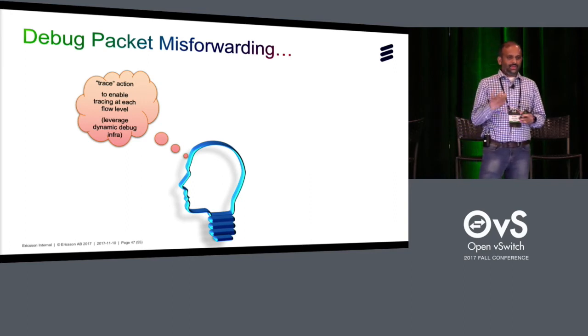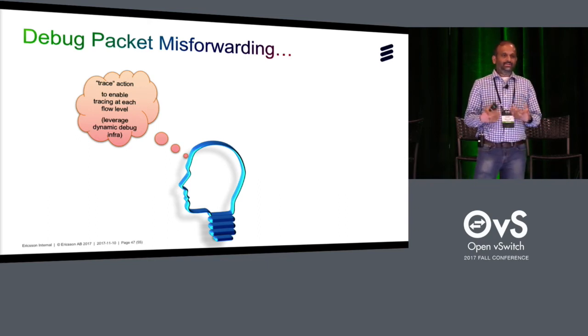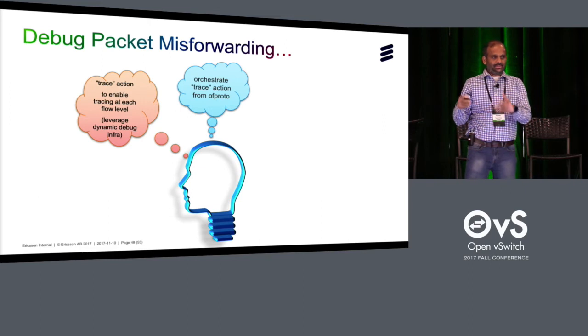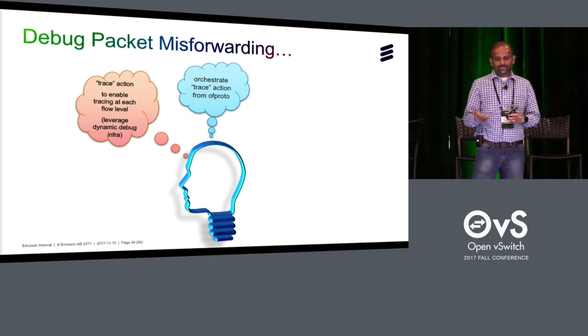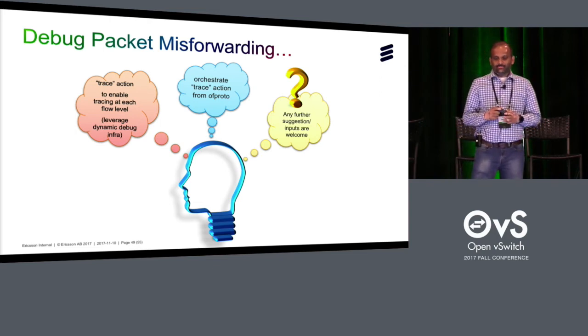In addition to that, we can blend it with the dynamic debug infra to get extra information like packet data or logging or any other features we want to add on. And we would also like to orchestrate the trace action from the OvS proto layer so that we can associate the trace action at any stage of the OpenFlow pipeline. And as I said, this is still at a very early stage, and any further suggestions and inputs are welcome on this.